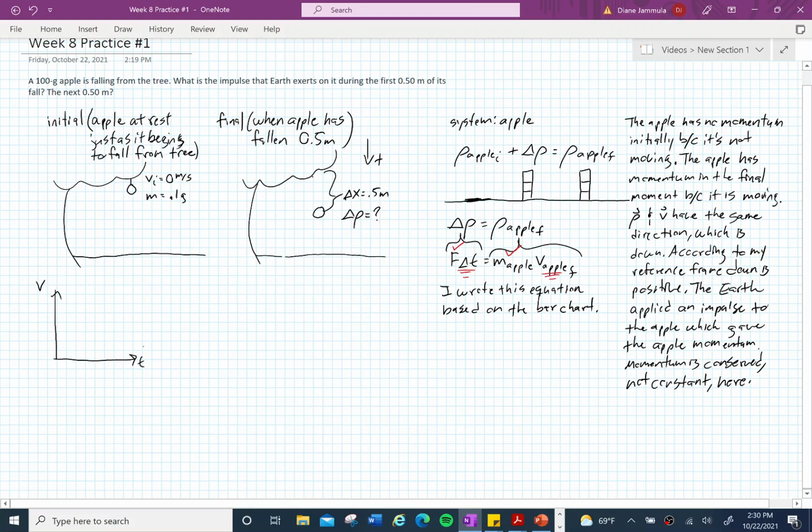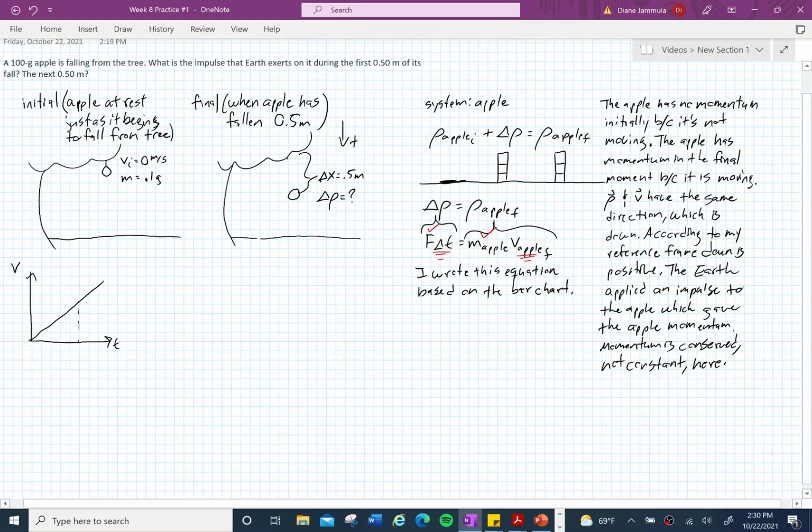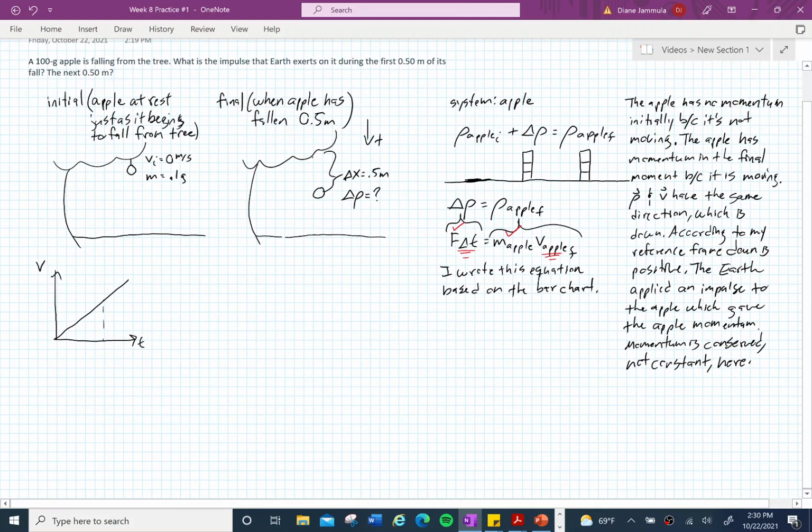Okay, the velocity time graph for this apple: the initial velocity of the apple is 0. It speeds up as it goes down. Down is a positive direction. So it'll look like this. And then, let's say I want to know how long it took to get to 0.5 meters. Well, I know the area under a velocity time graph is displacement. This area is the displacement.